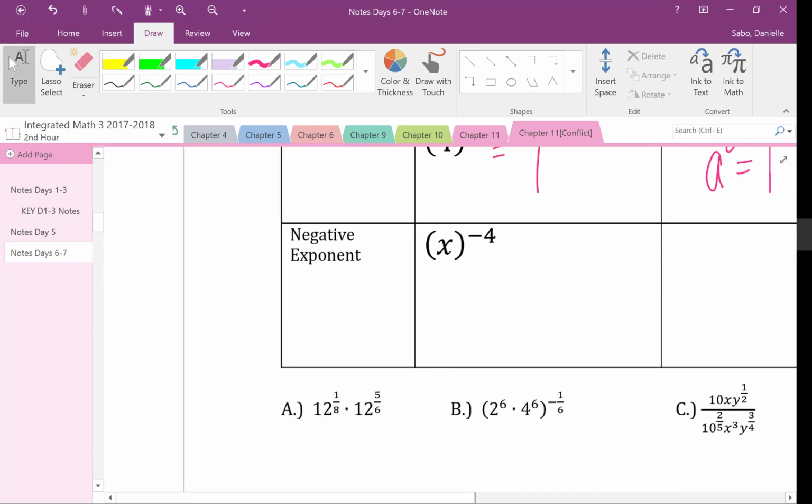Whenever we have a negative exponent, does anyone remember what we do with them? This one's a little tougher than the other ones. Yeah. What'd you say?